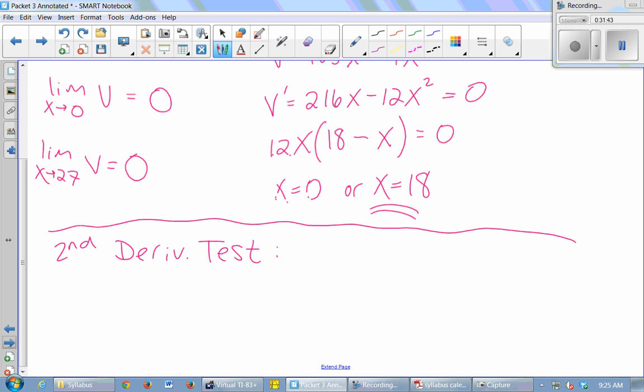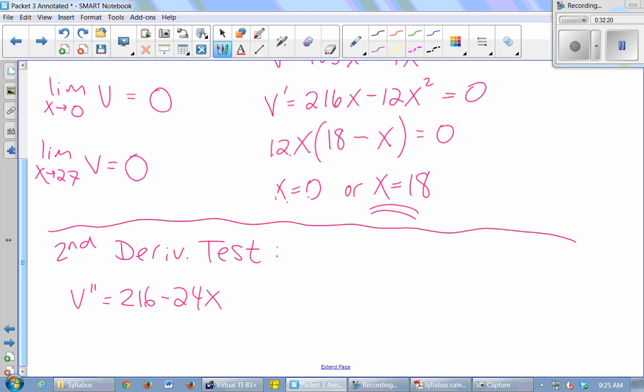So the second derivative test says that if you have a place where you have a horizontal tangent line, you can tell if it's a local max or local min by looking at the concavity at that point. Right? If you have a horizontal tangent line and the graph is concave down, it has to be a max. And if you have a horizontal tangent line and the graph is concave up, it would have to be a min. So we're going to look at the concavity at x equals 18, and the concavity comes from the second derivative. V double prime would be 216 minus 24x.